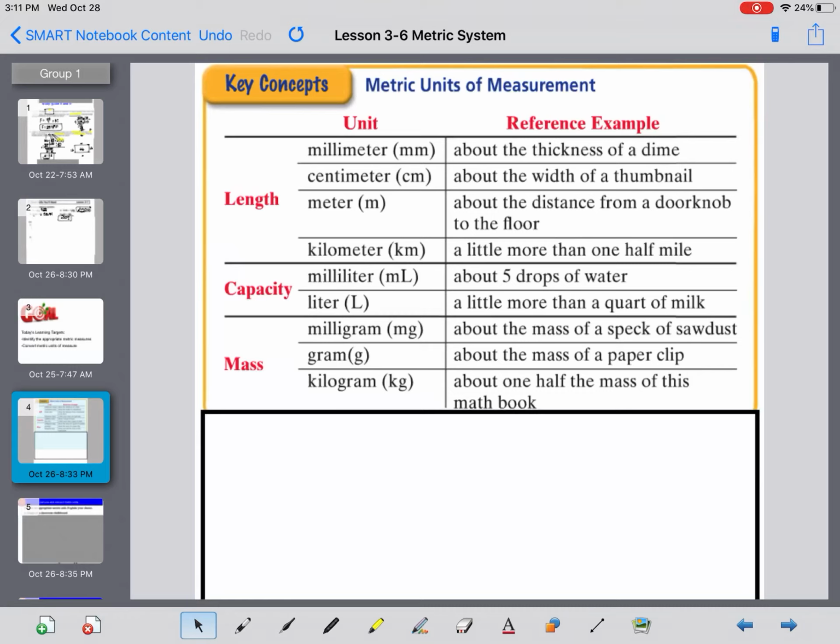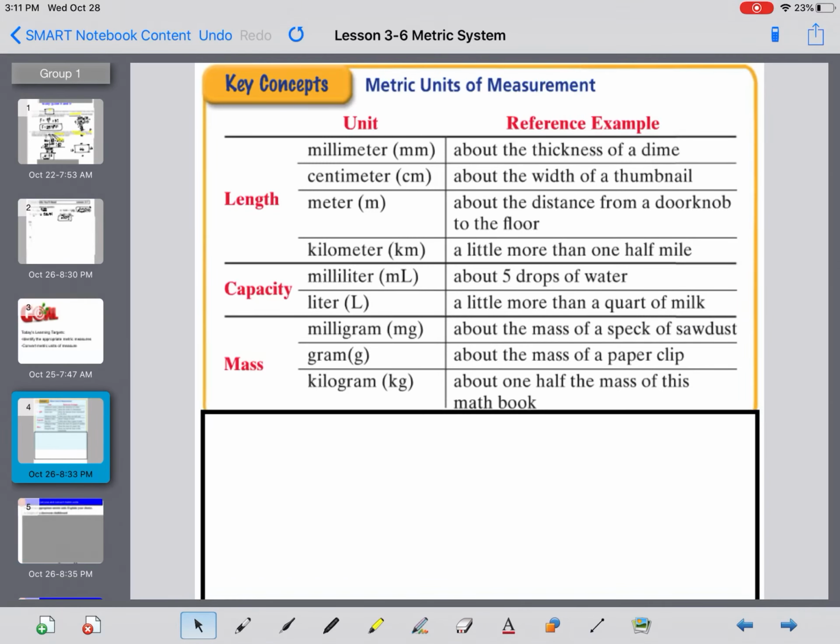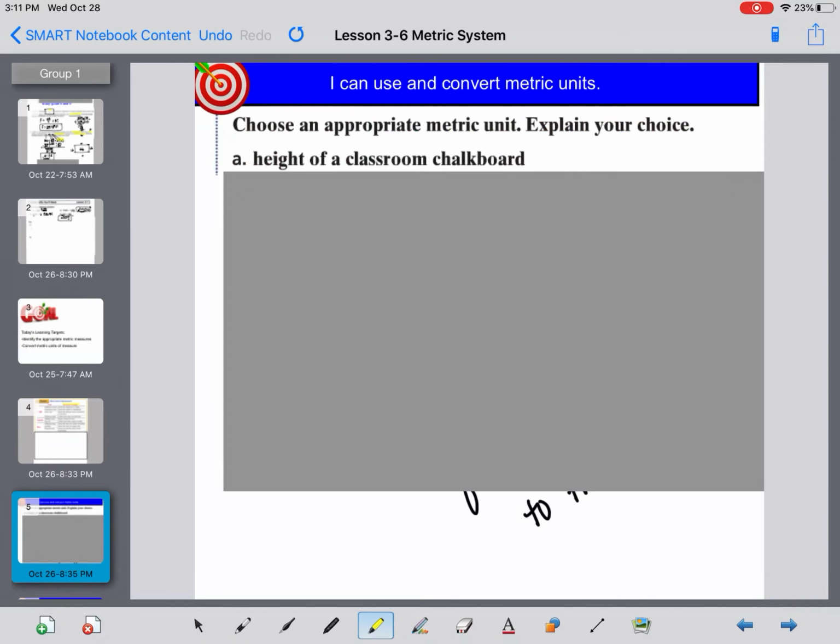You could think about your math textbook or your social studies textbook. They both weigh about the same amount. So half of the weight of one of those textbooks. So let's choose an appropriate metric unit and explain our choice. To explain our choice, we're going to revert back to this chart and our reference example to use it as our explanation. So in this one, the height of a classroom chalkboard.